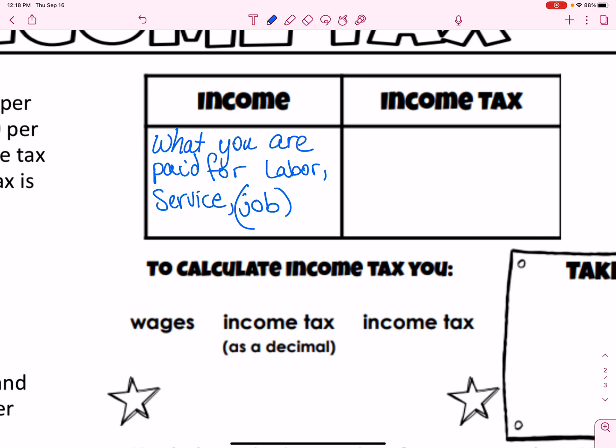And then income tax is a tax on your income that is taken out. So it is a tax on your income, and it is taken out of your income.